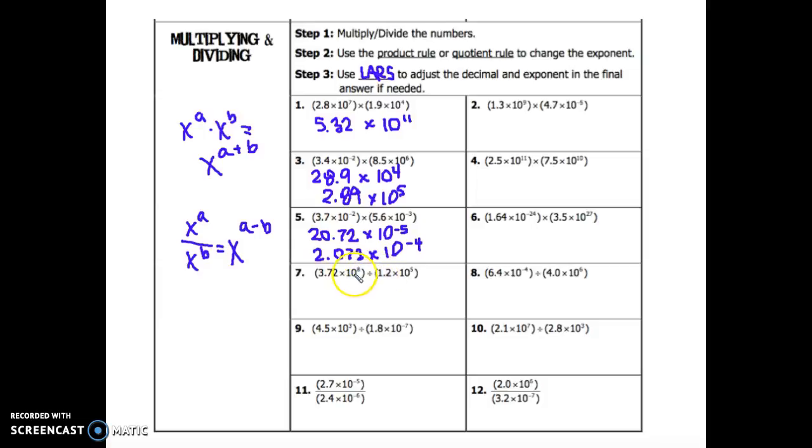Number 7, go ahead and changing symbols. We're now using a division symbol. So we're going to divide our numbers just like we normally would. So 3.72 divided by 1.2 is 3.1.